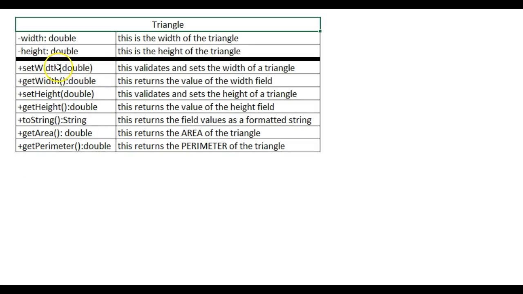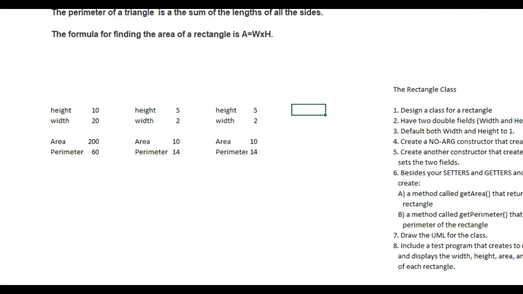So these are all public: my set width, my set height, my toString, my get area, and my get perimeter. There are brief definitions of all of those. So notice this is all in one document, and I can attach that entire spreadsheet and send it to my professor.